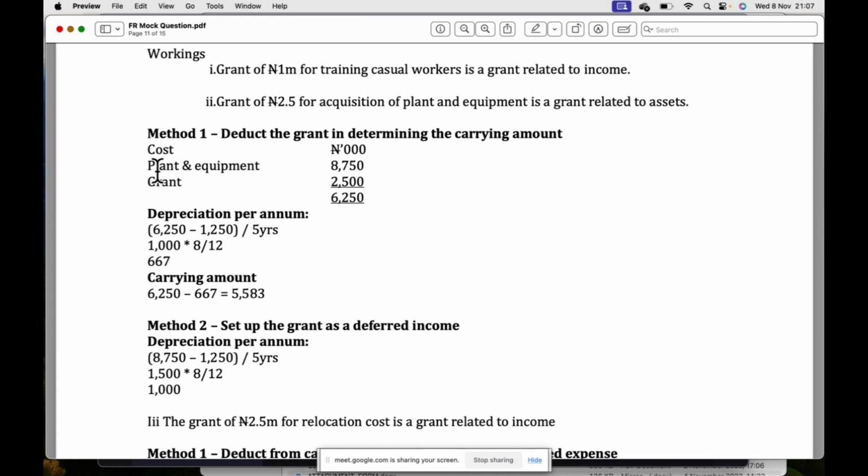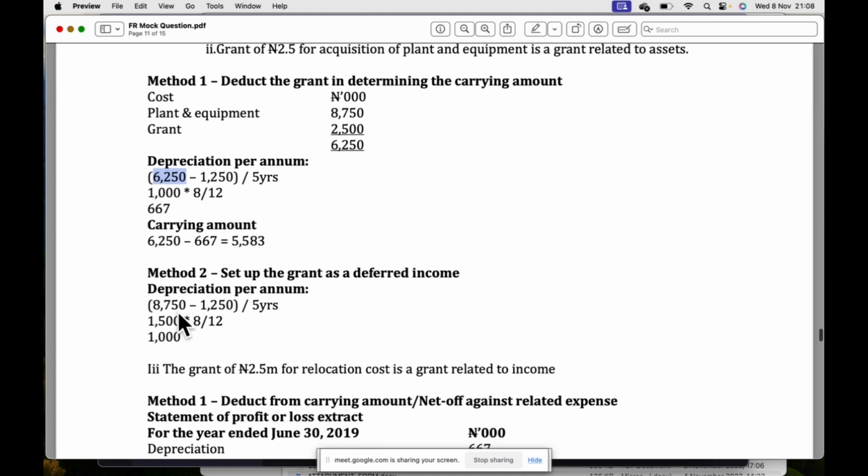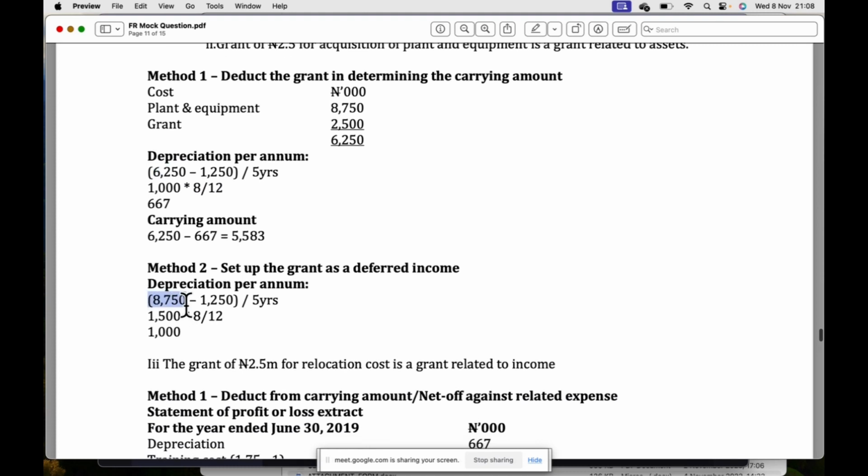So the first one, we deducted the grant from the cost, which affected depreciation because we were now working with a reduced cost. The second one will not impact the cost of the asset at all. So the cost will remain the cost. So that gives us what the depreciation will be.